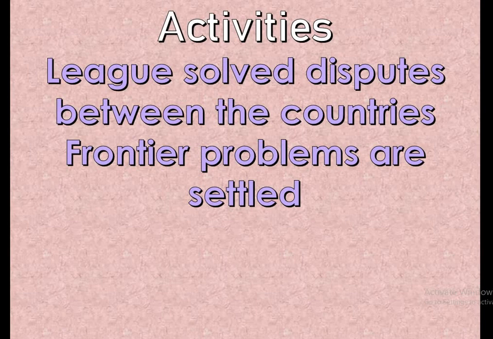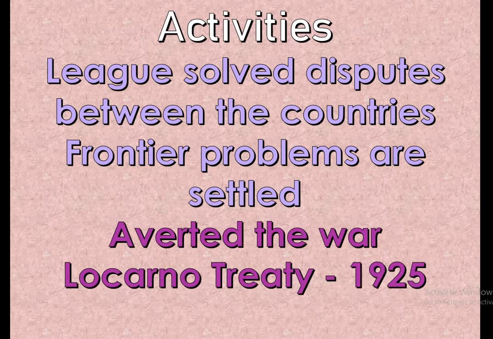Activities of the League of Nations. The League solved disputes between the countries. The frontier problems were settled. It averted war. When there was any problem between the countries, war was averted. The Locarno Treaty formed the membership for the League of Nations in 1925, which led to mutual peace between the countries.